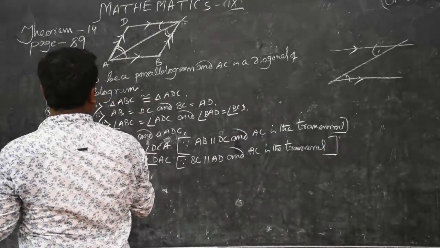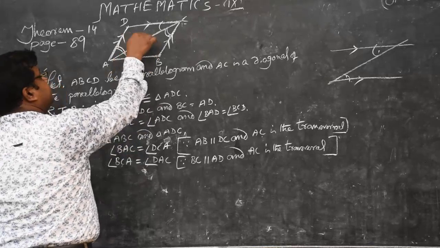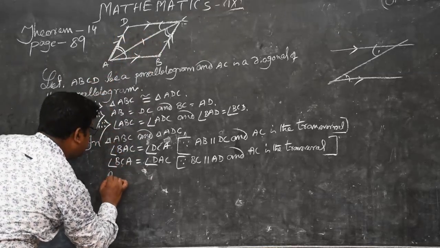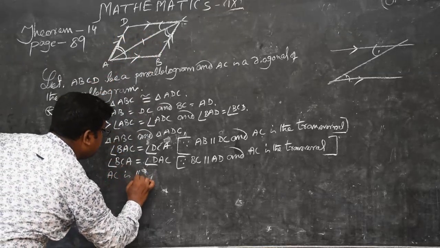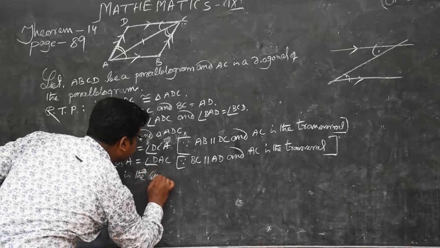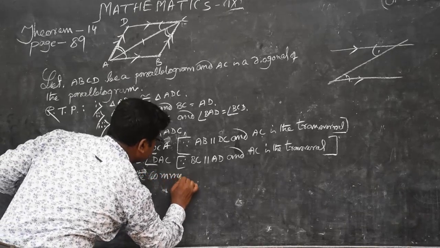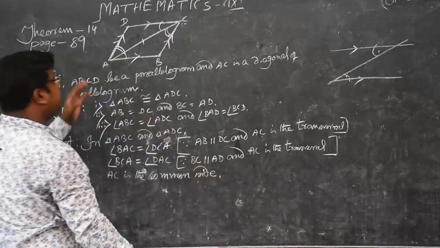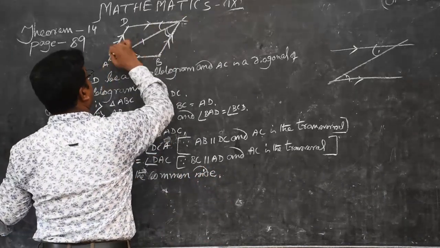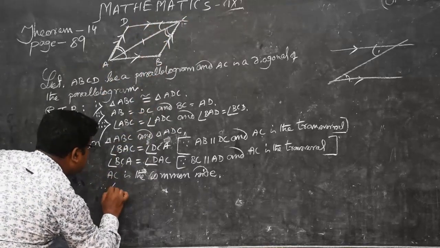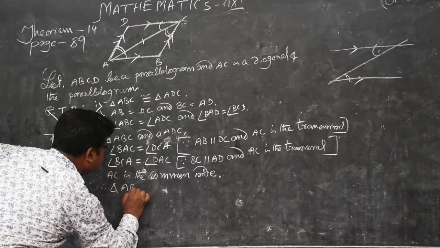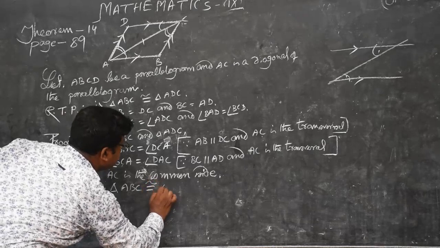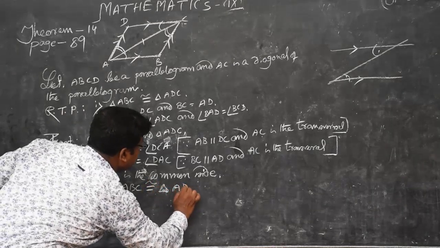AC is the common side for these two triangles. So the triangles are congruent. Therefore, triangle ABC congruent to triangle ADC.